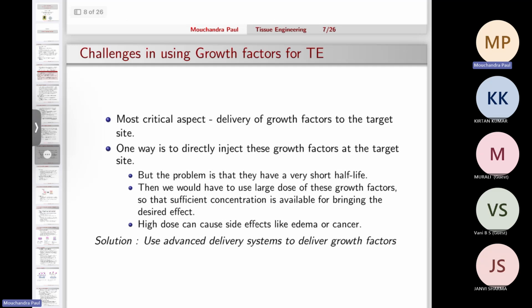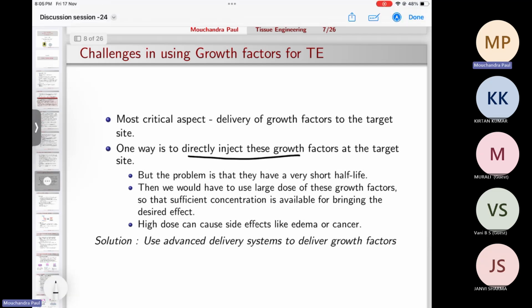But there are some challenges related to the applications that I just mentioned. One is we have to keep in mind that growth factors have a very small half life, and their action is limited to a local area. So we have to deliver it to its intended site. We cannot deliver it very far away, otherwise we cannot see any effect at the desired location. So what we can do is directly inject, right?